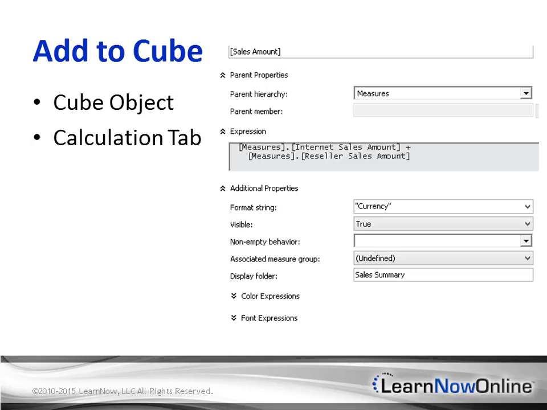The sales amount calculated measure in the cube is shown on the right, and it's not exactly an MDX query because you have a user interface to create it, but you can actually type the MDX as well. We have a member name or a measure name, sales amount, the hierarchy, measures, the expression, internet sales plus reseller sales, format, which is currency, visible, true, and is not associated with a measure group, but is put into a display folder called Sales Summary.